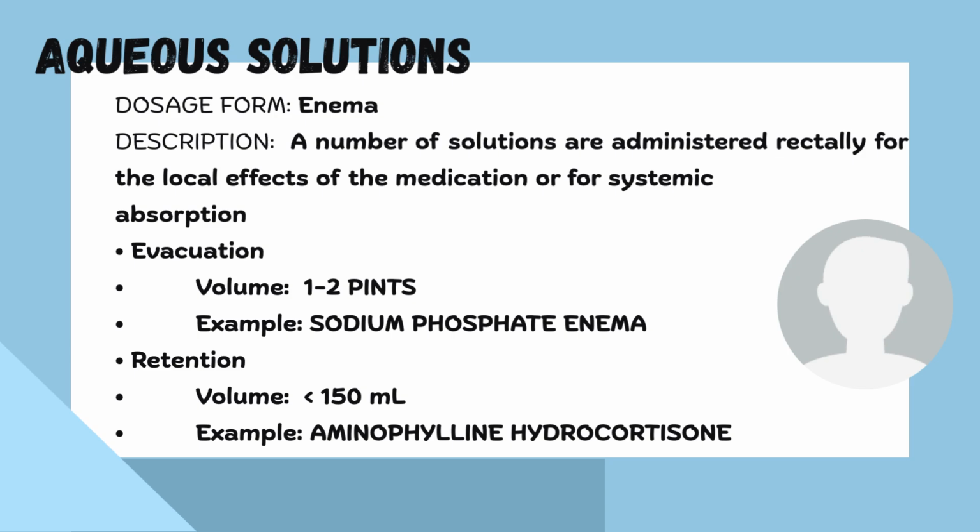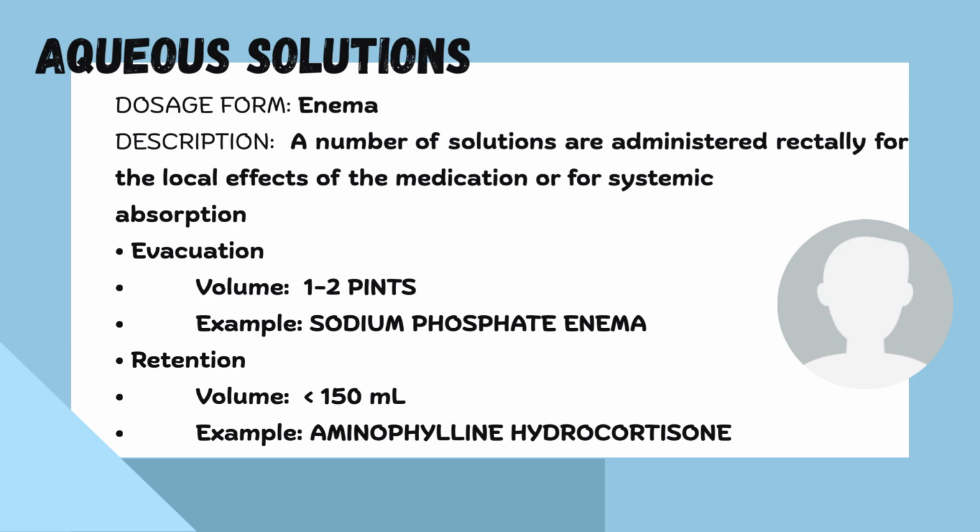Okay, and then types of enema, evacuation enema. So the purpose is to cleanse or empty the bowel by stimulating peristalsis and softening fecal matter. And then volume, 1 to 2 pints, approximately 500 to 1000 ml. And then action, it acts locally. Okay, example, sodium phosphate enema, like Fleet enema, commonly used before diagnostic procedures like colonoscopy or surgery.